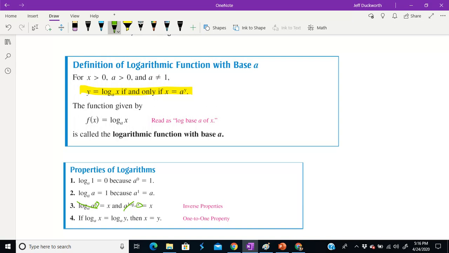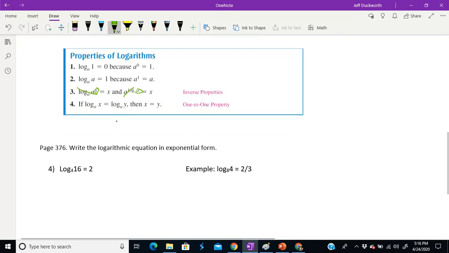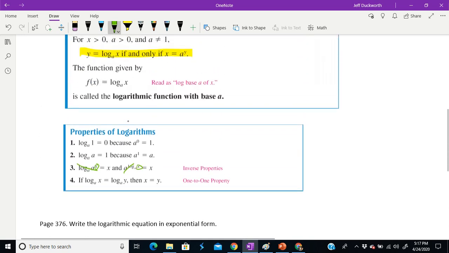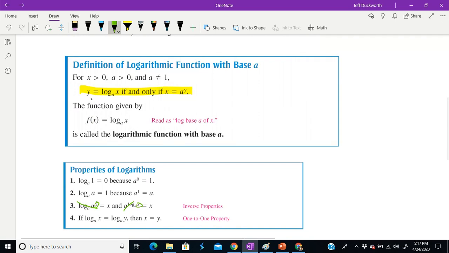All right, so I picked a couple questions from 5.2 to do. Well, I picked one from 5.2 to do, and I made an example. On page 376, they give us the instructions for the first set of questions that indicate that they want us to write the logarithmic equation in exponential form. So we're going to use that property that's highlighted up there.